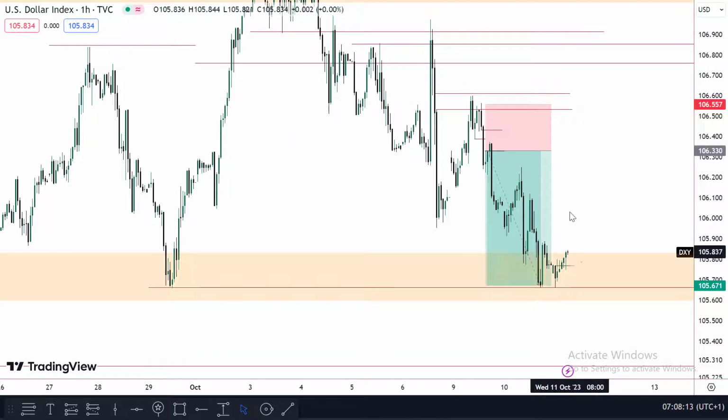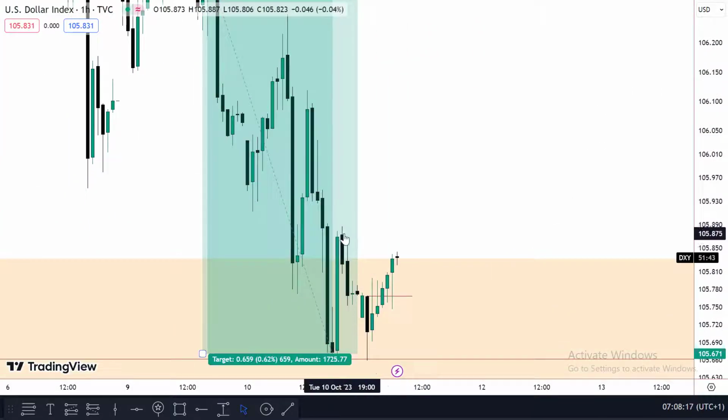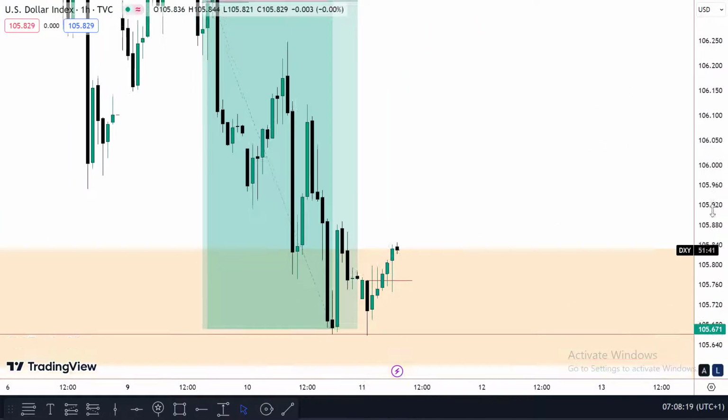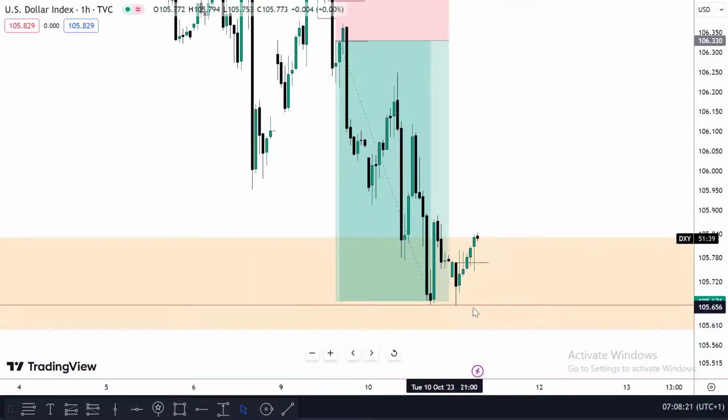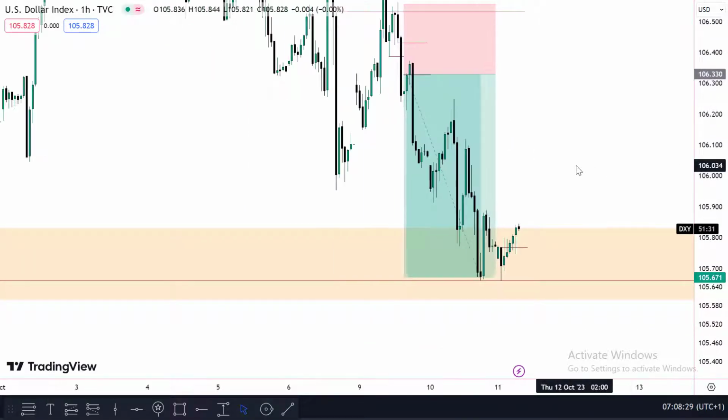We'd like to see a clear shift of market structure on the 1 hour. Should it clear the highs above here, that will confirm that we have a shift of market structure, because this looks to me like a failure swing. Once we have a shift of market structure above this level or this level, then we would like to buy the dollar and short the pound dollar.